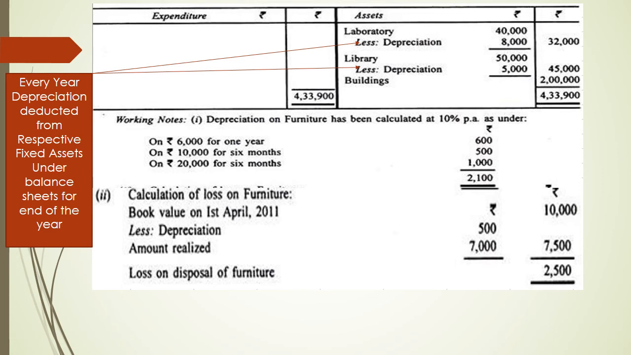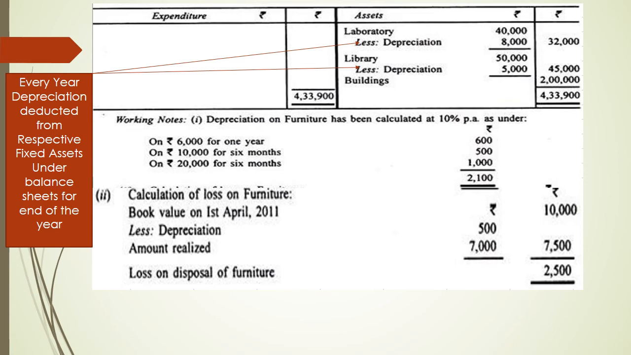So after this calculation of depreciation, the total depreciation is 2,100 for the furnishing and fixture. Then the next calculation is the loss on furniture. How do we calculate the loss on furniture? In the previous slide I already mentioned that the loss on furniture amount is 2,500. There is no calculation mentioned for that 2,500 on the expenditure side.